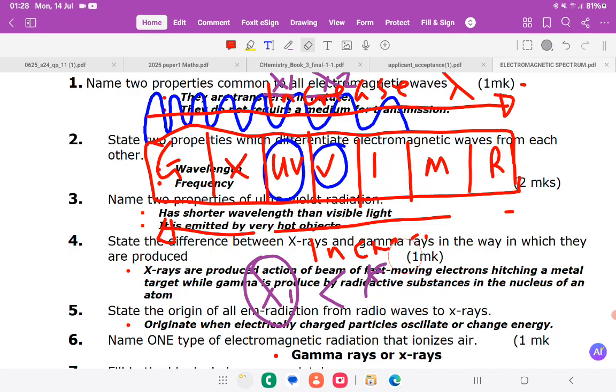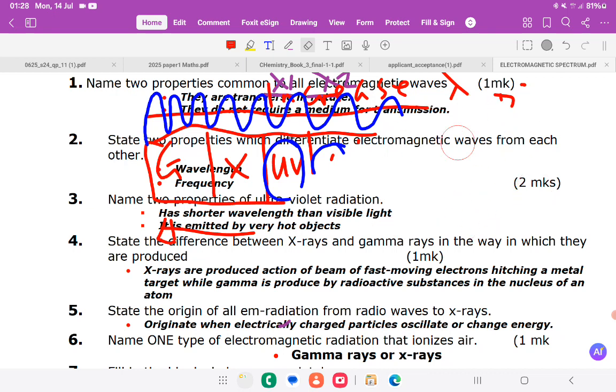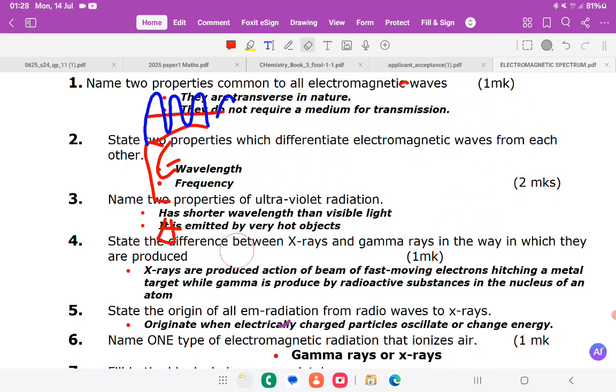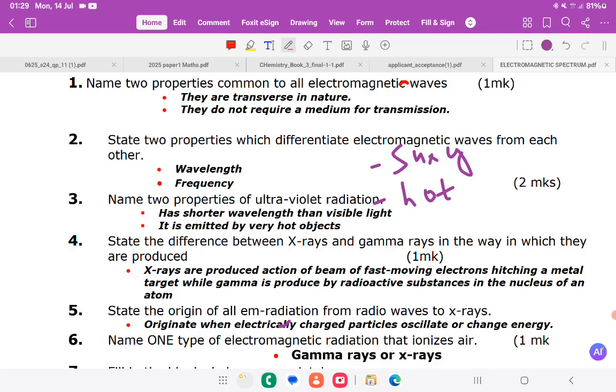Another property of UV radiation, or ultraviolet radiation, is that they are emitted by very hot objects. When you are outdoors on a sunny day, you actually feel hot, or you receive heat from the sun. The heat that you get from the sun contains a number of radiations. It contains infrared, but also there is UV radiation.